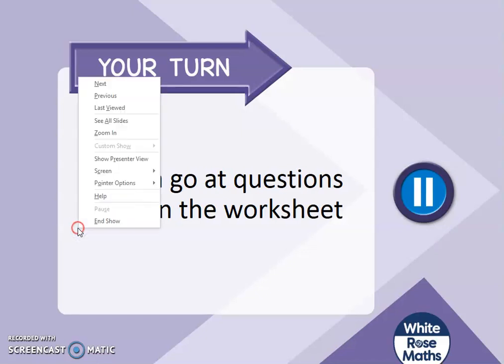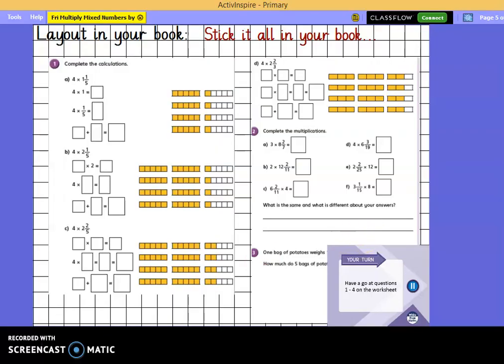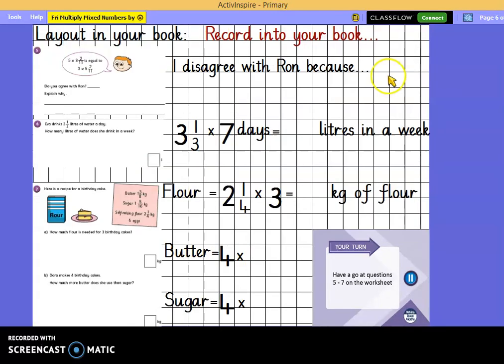Your turn, please, to have a go at questions 5 to 7 on the worksheet. I'd like you to lay it out like this in your book. So you stick it in on the left and write your explanations or calculations on the right. For example, do you agree with Ron? I disagree with Ron because, and give the explanation and prove why you're right. Maybe show the calculation as it should be. On 6, 3 1/3 times 7 days is how many litres in a week?